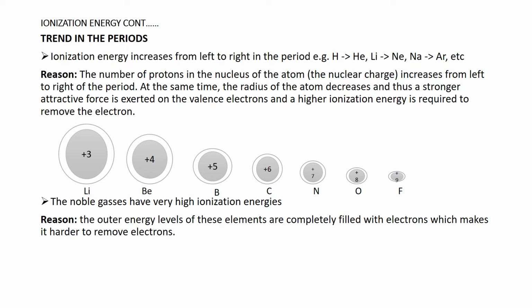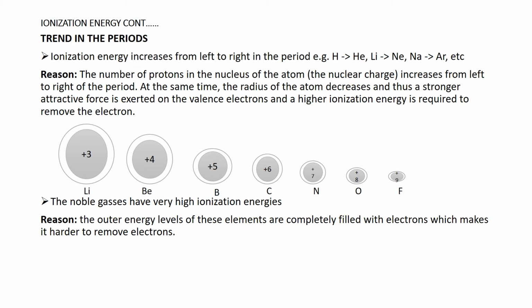The reason is that the number of protons in the nucleus of the atom increases as you move from left to right in the periodic table. So that is the nuclear charge. The nuclear charge increases, and at the same time the radius of the atom decreases. Remember, when we did atomic radius, we said that as you move from left to right in the periodic table, the atomic radius decreases, and so your attractive forces will be greater. So you will need a higher ionization energy to remove the electron.